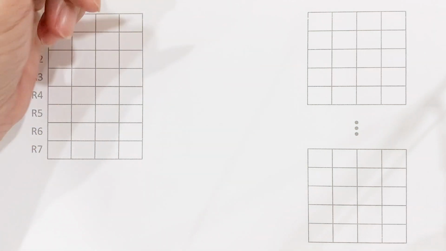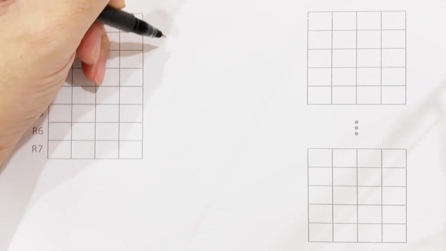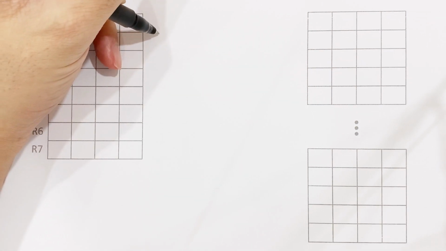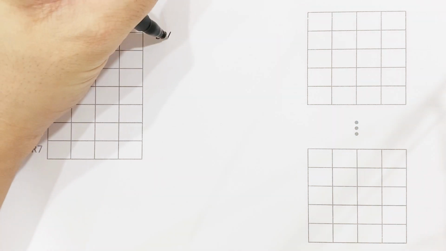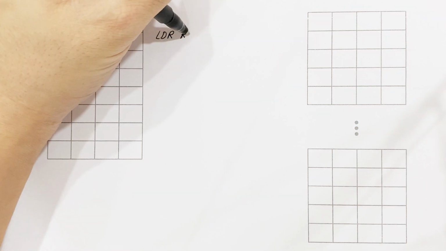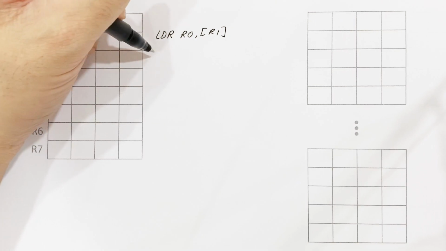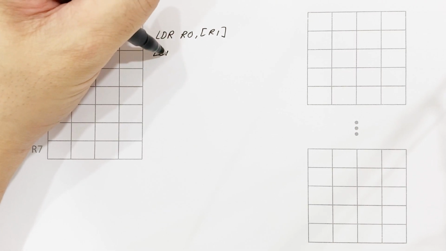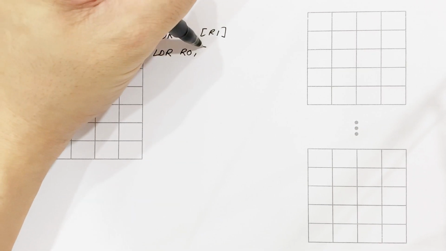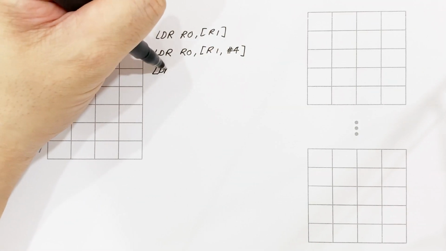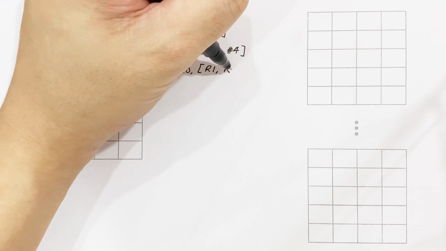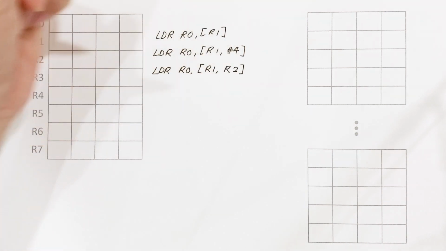So far, we have been using three different types of addressing mode. The first one is called register indirect. We also learned about the immediate offset, and finally, we also learned the register offset.